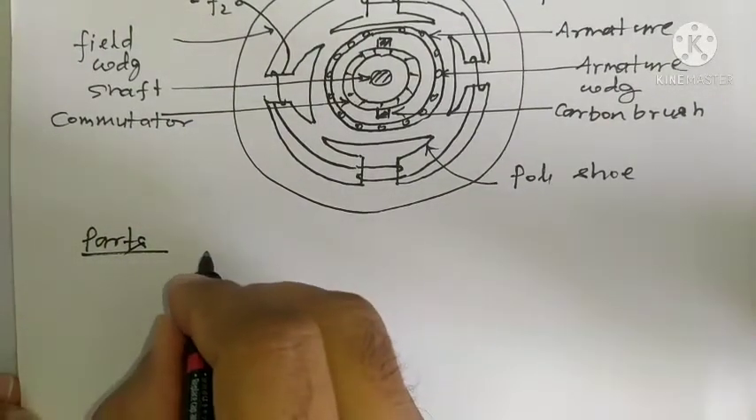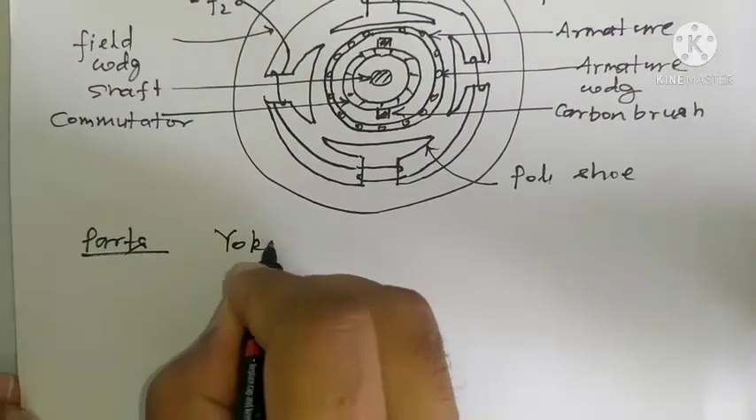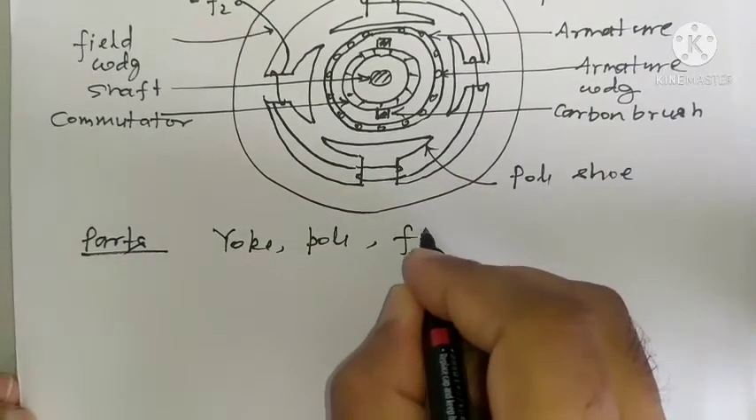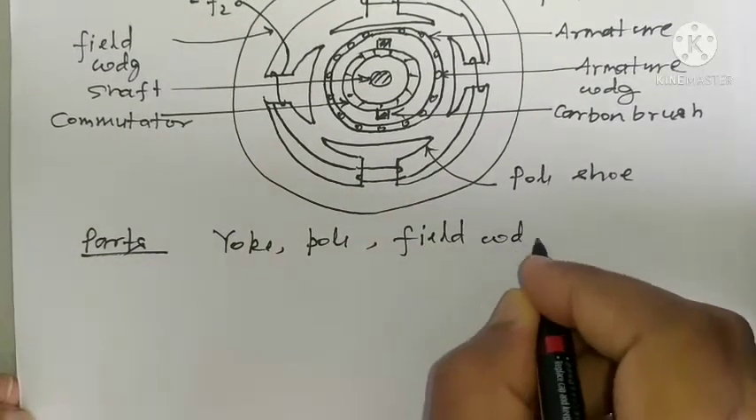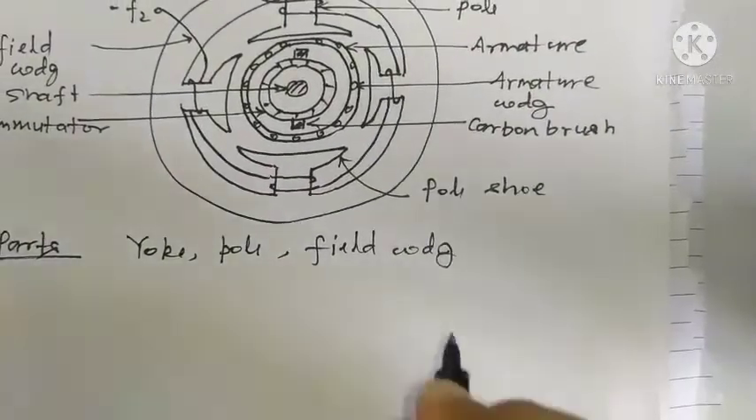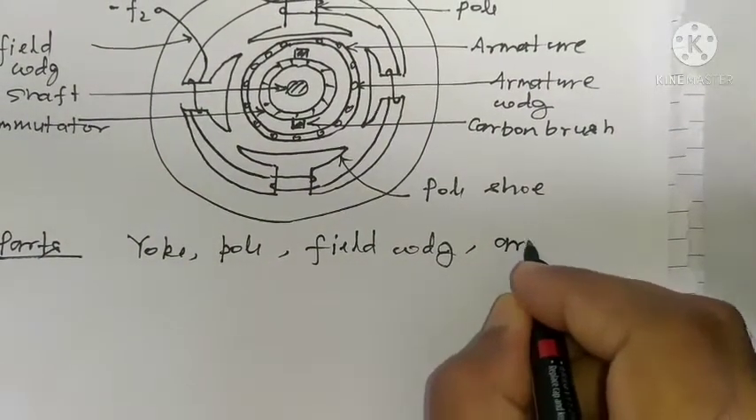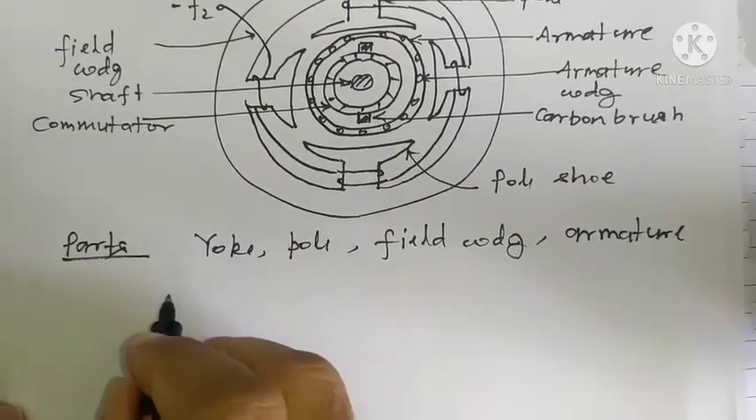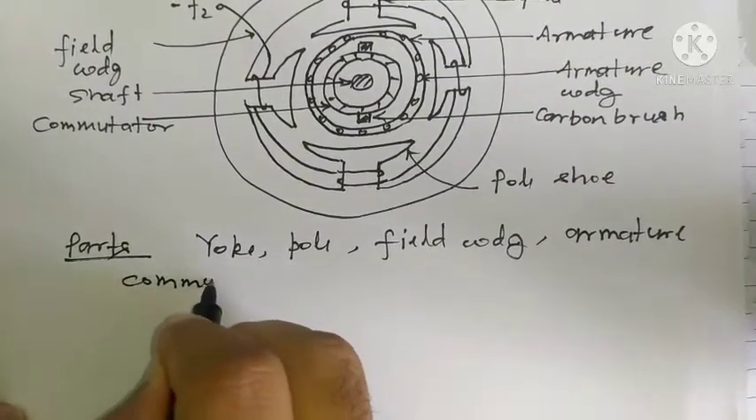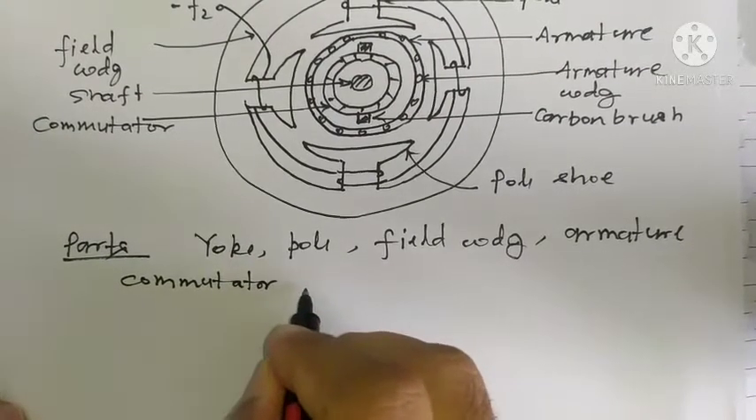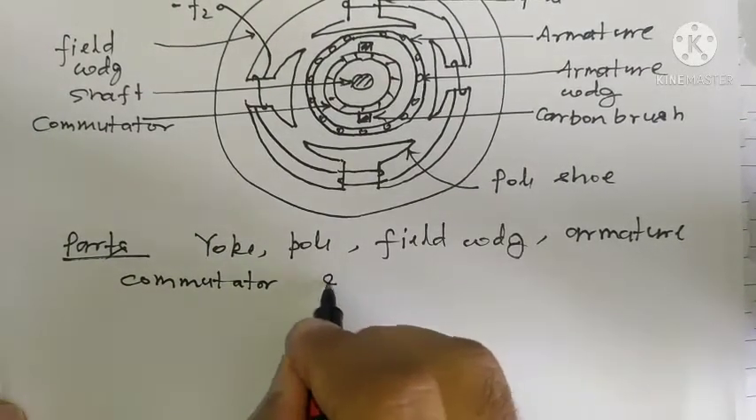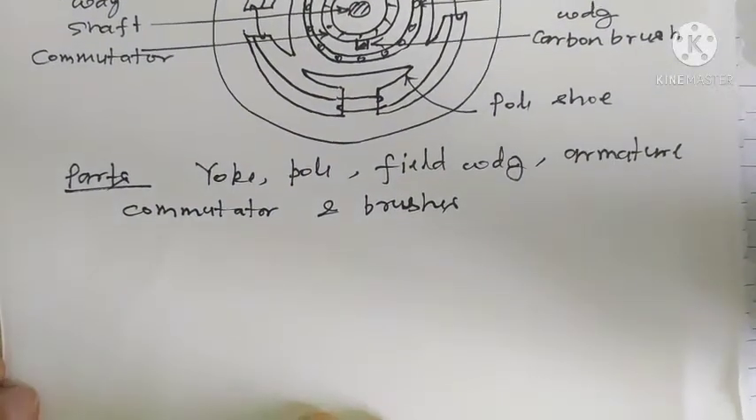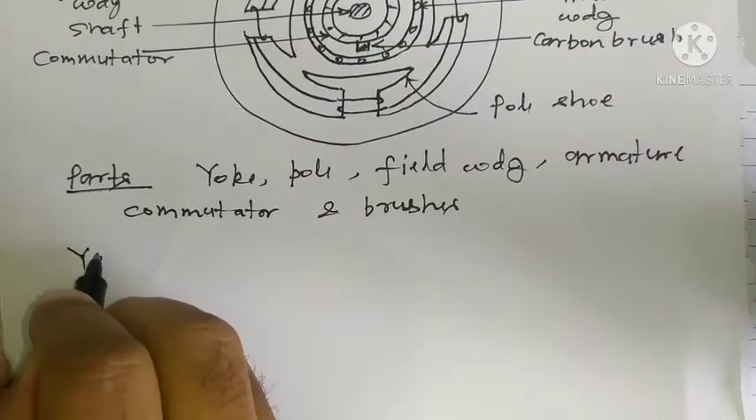Let us see what the parts of a DC machine are. The parts of a DC machine are yoke, pole, field winding, armature, commutator, and brushes. We are dealing with the major parts.